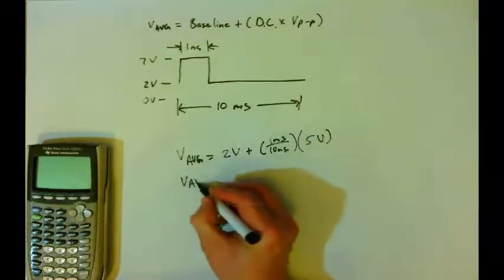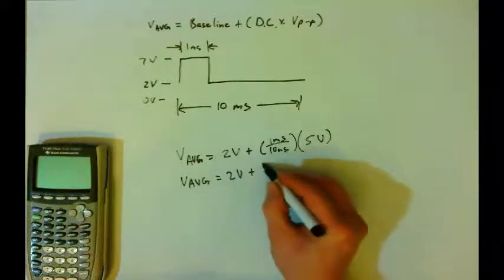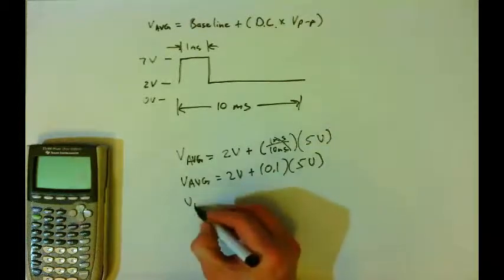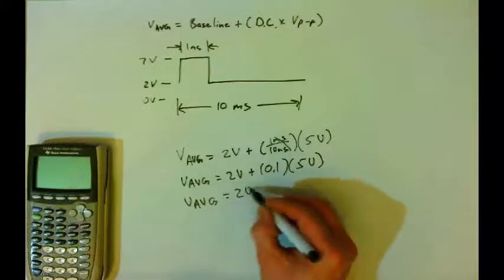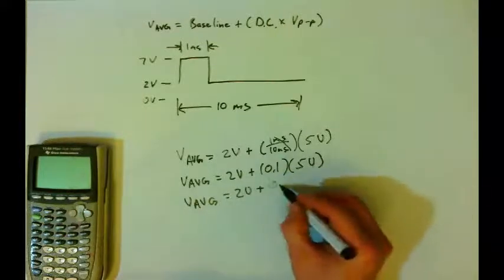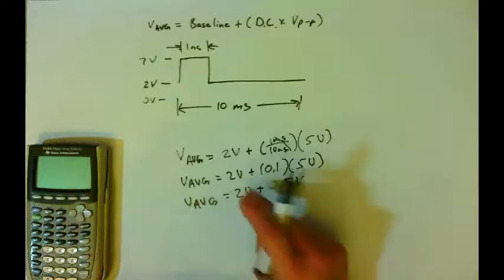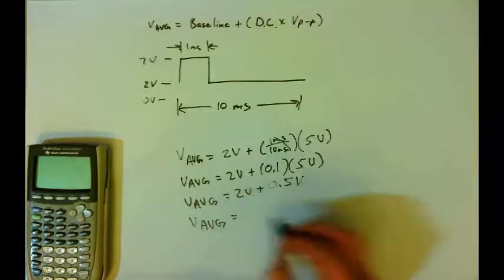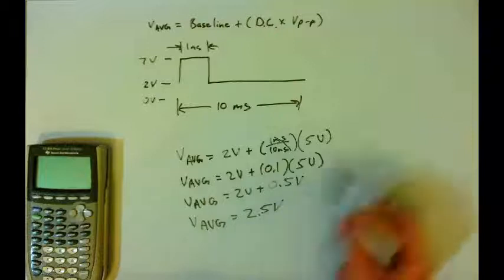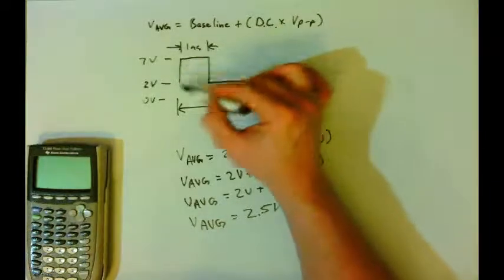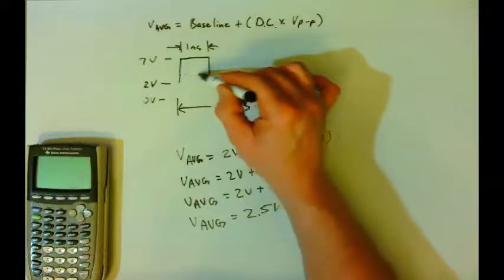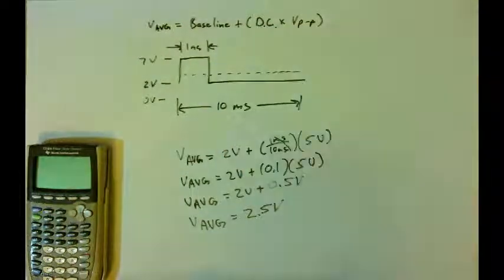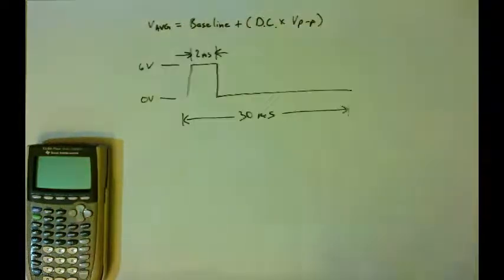And so the average voltage will be 2 volts plus 0.1. The milliseconds cancel, times 5 volts. And so the average voltage will be 2 volts plus 0.5 volts, which is 2.5 volts. And so again, if we could cut this rectangle up into little pieces and flatten it out so that it was as even as it could be, this value would be 2.5 volts, and that is the average value of this signal.